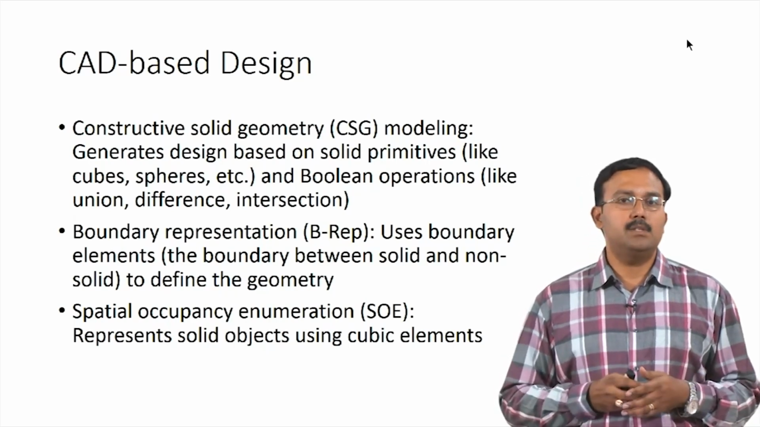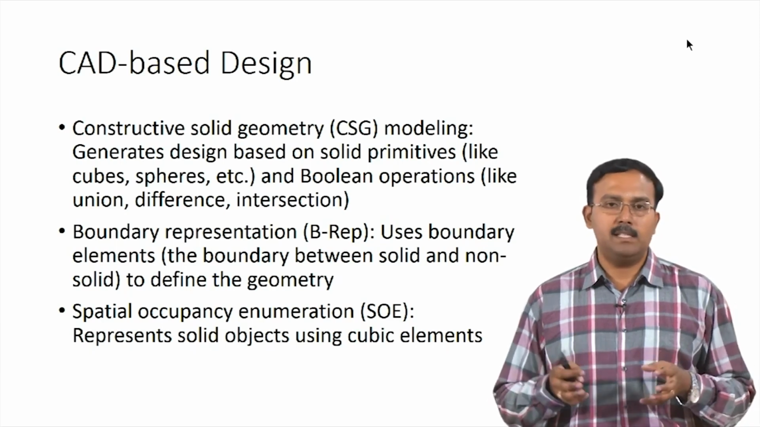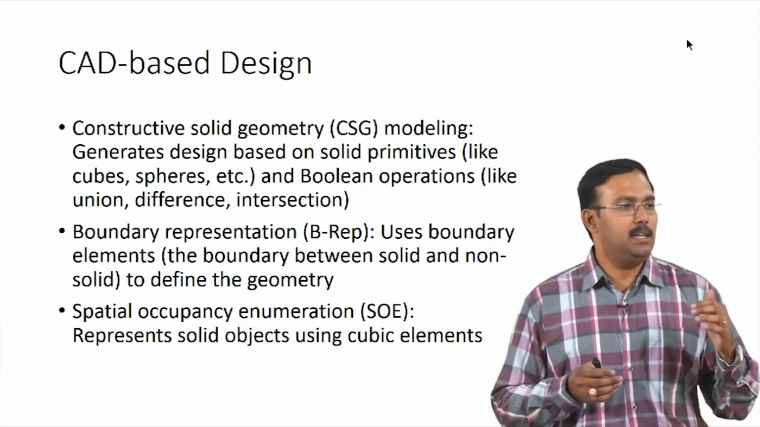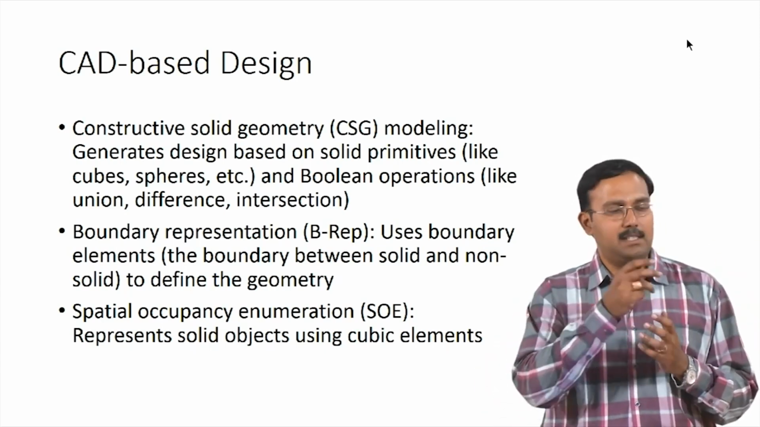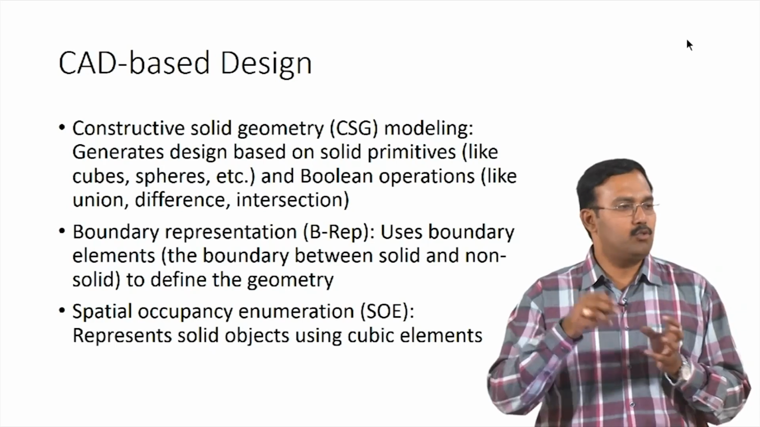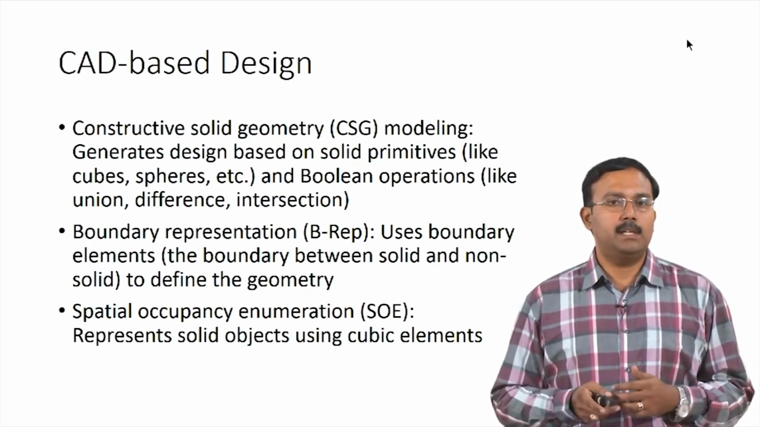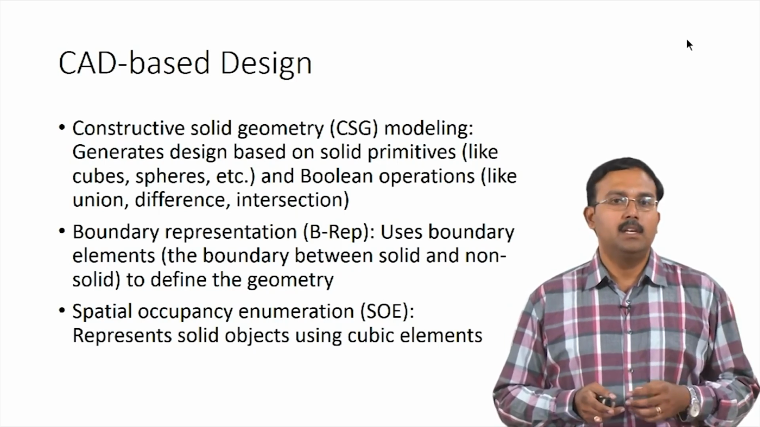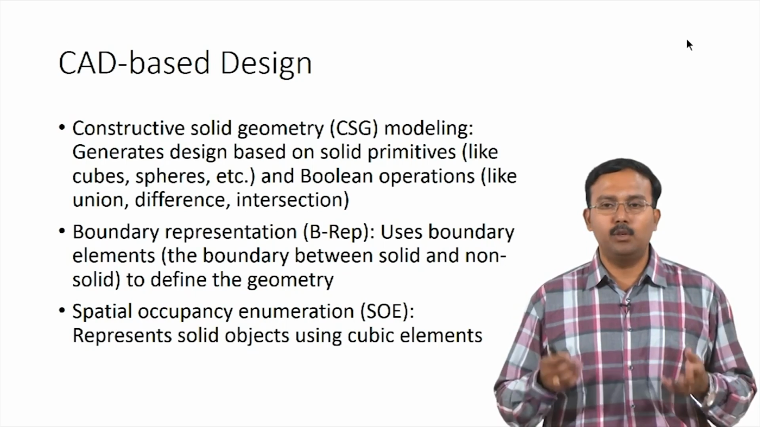Another strategy which is used is boundary representation. Here the boundary elements are used, so it is basically the line between the solid and the non-solid that is taken as the boundary, and this is used to define the geometry. And spatial occupancy enumeration is another strategy which is used. This basically represents solid objects as cubic elements.